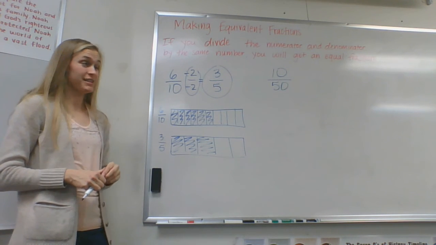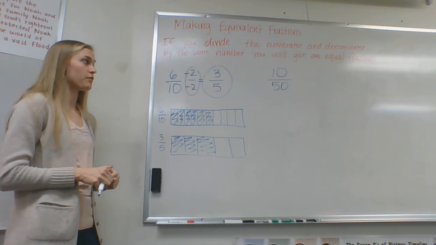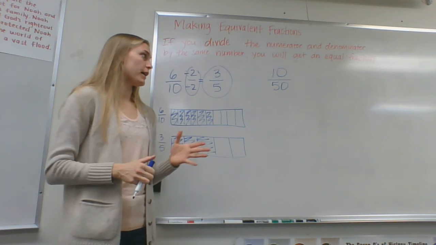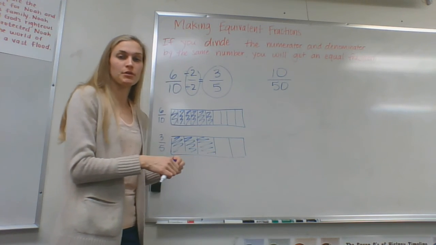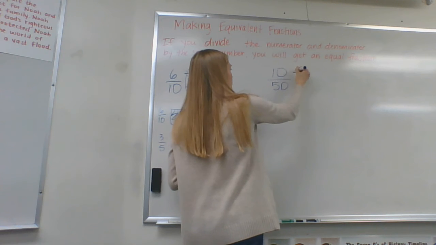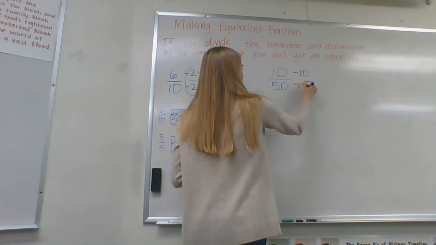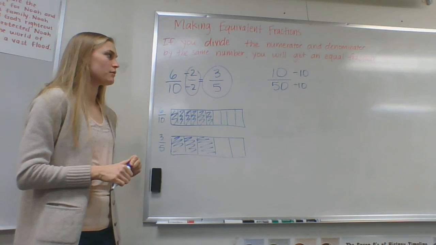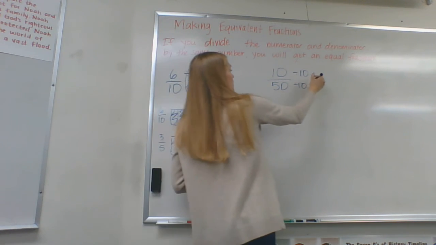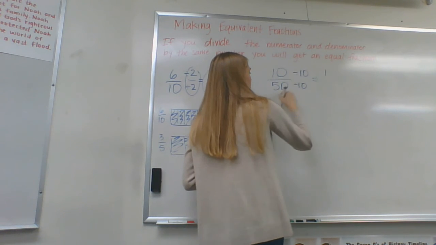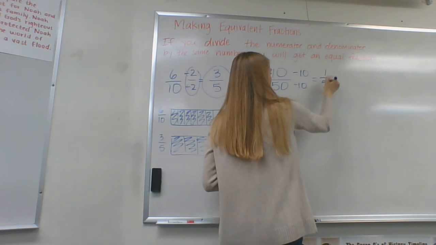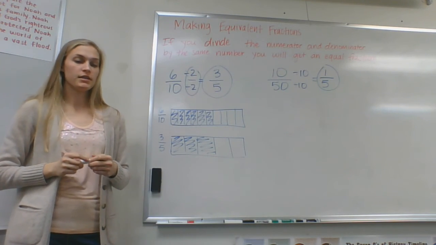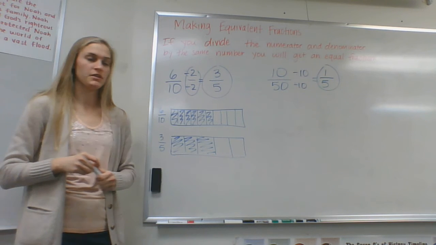Hopefully you thought of 10, maybe you thought of 2. You could have thought of the number 5 to divide by. All of those are correct. I'm going to go with 10 because that's the biggest number you can divide them both by. So if you divide them both by 10, now we're essentially dividing by 1. So we should get an equivalent fraction. 10 divided by 10 is 1, and 50 divided by 10 is 5. So 1/5 is an equivalent fraction to 10 over 50.